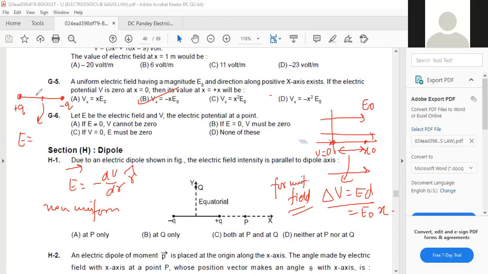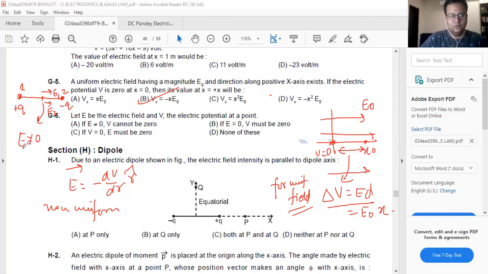Electric field zero or non-zero? Non-zero. How? For the positive charge the field will be repulsive and for the negative charge the field will be attractive. The electric field has added up. Where will it be zero? Potential is zero. So this option A has been disproved. E non-zero, V can be zero.